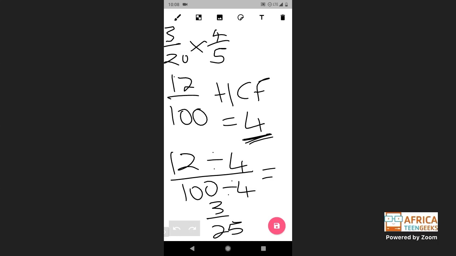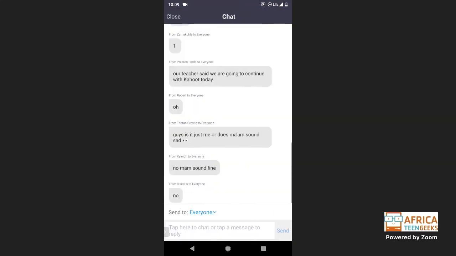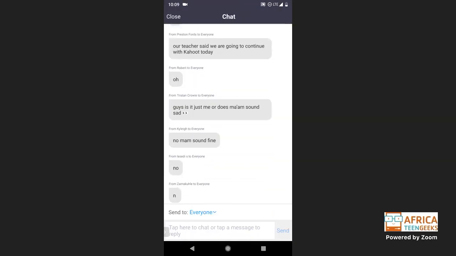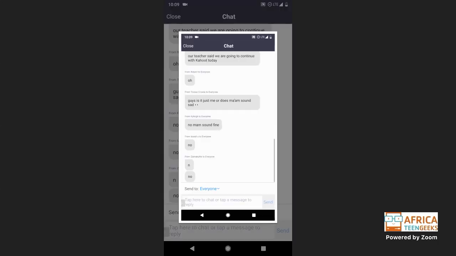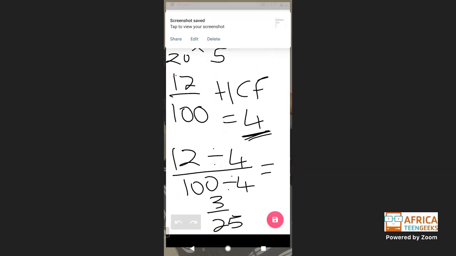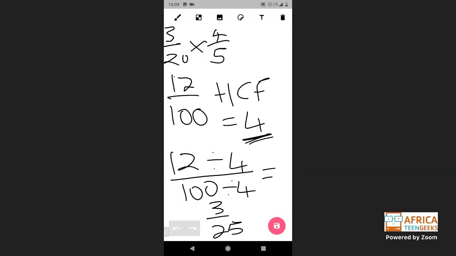Can we simplify 3 over 25? It's already a proper fraction. Can we simplify this fraction right here? In the comments, you can just comment, can we simplify 3 over 25, before we move on to the next question? No, we can't simplify it. Yes, we cannot simplify our fractions.